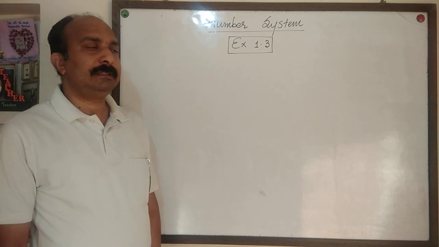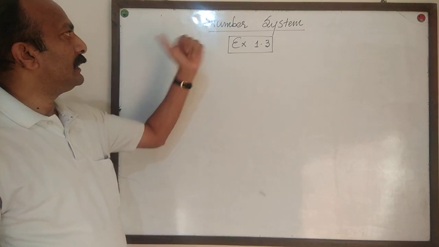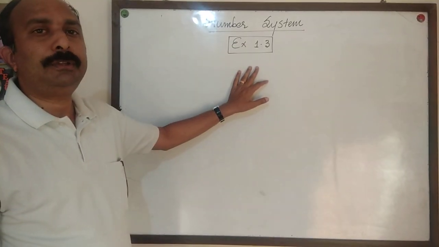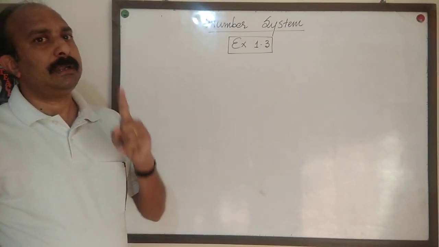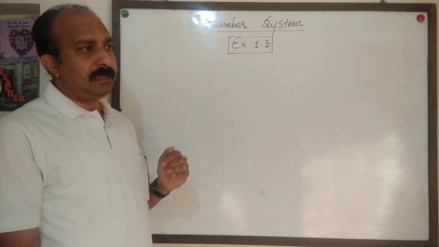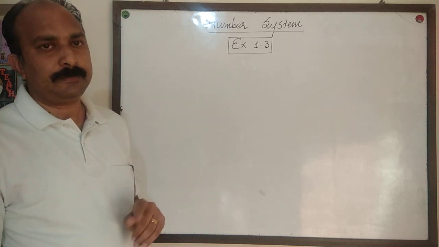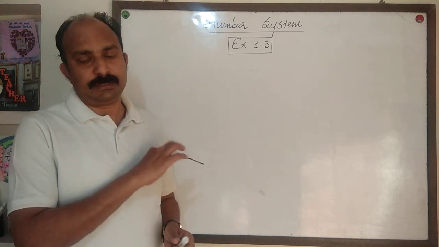Hello students, this is the continuation of chapter 1 Math Number System exercise 1.3. In this chapter we were discussing rational numbers and irrational numbers. In this exercise we will study more about the properties of irrational numbers. I will explain it while doing the exercise questions.